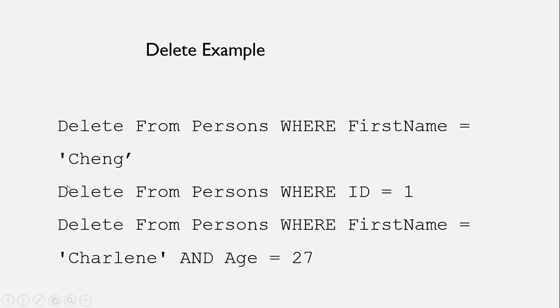Where first name equals Cheng, or where ID equals 1, or first name equals Charlene and age equals 17. Again, the where is the same as in the select. The where condition is totally the same as we use in the select clause. The where identifies which rows you want to delete from your database.